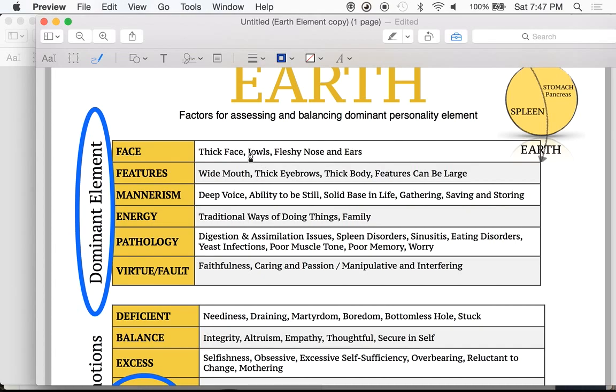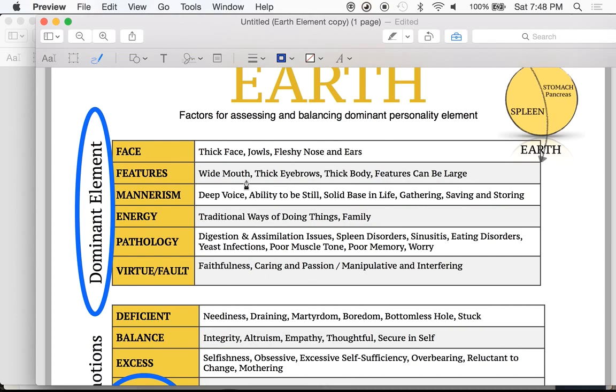So thick face and jowls is the face features. Now jowls, a misunderstanding: a lot of times when we think of jowls, we think of under the chin. This is actually the sides of the lower jawbone. Fleshy nose and ears, wide mouth. Fire and earth are the two that most commonly, if someone smiles big, you'll see the corners of their mouth will be outside of the vertical pupil line. What I mean is, if you were to drop a line straight down vertically from the center of your pupil, oftentimes it's earth and fire elements that have mouths or smiles that go outside of that line, lateral on either side. So that's another thing.